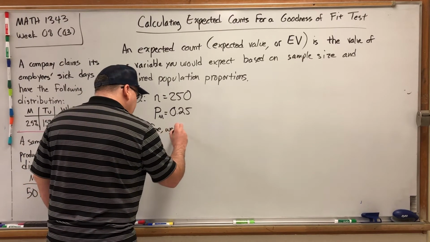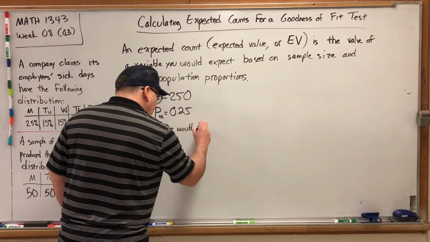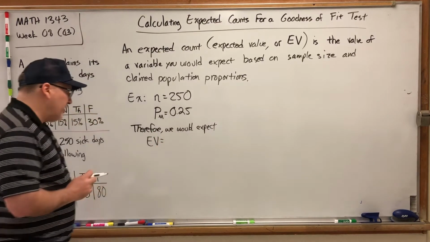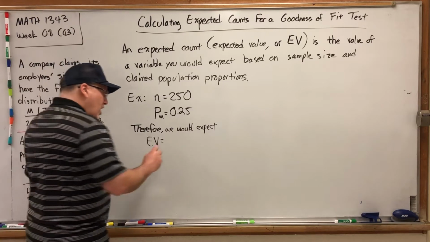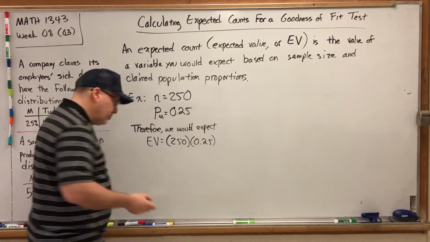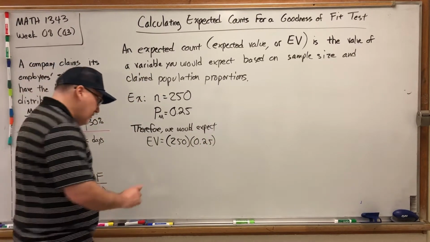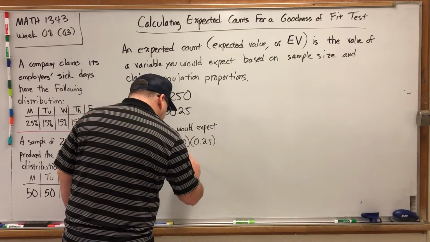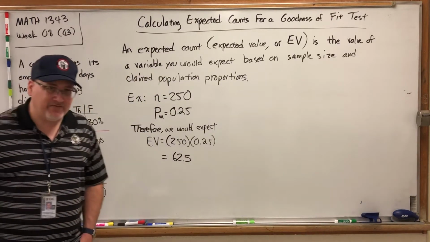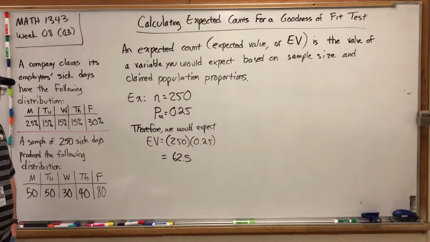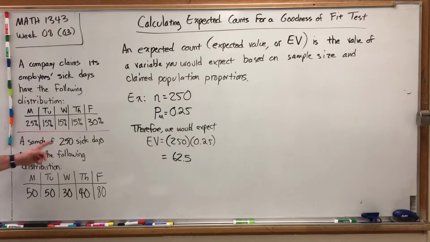Therefore, using EV for expected value, we would expect an expected value of 250 times 0.25. In other words, 25% of 250. Well, it just so happens that 25% of 250 is 62.5. And obviously we can't have 62 and a half sick days used on Monday, but that's what we would expect out of a sample size of 250 if we assume 25% of those were used on Monday.